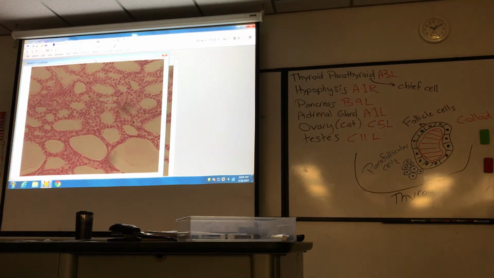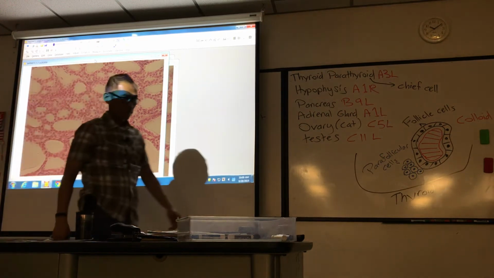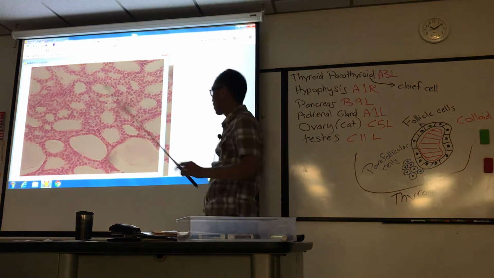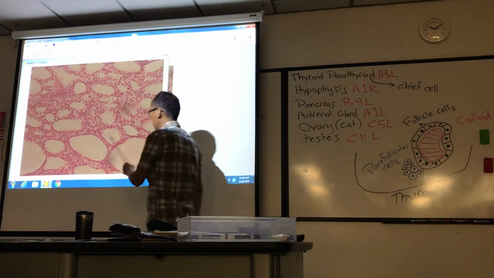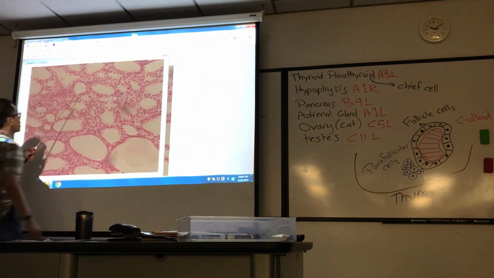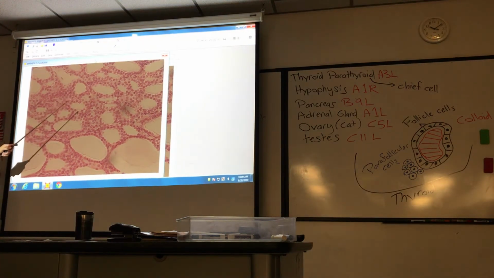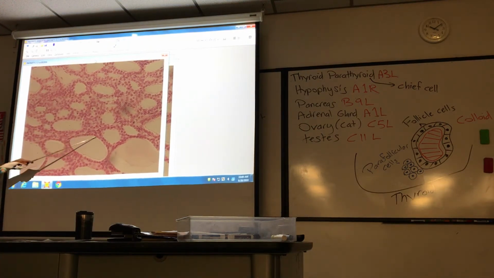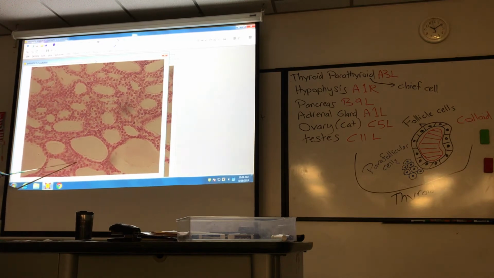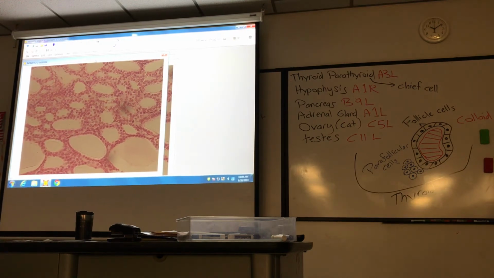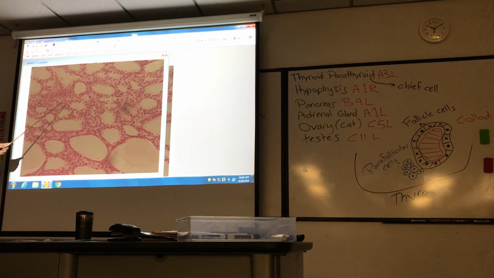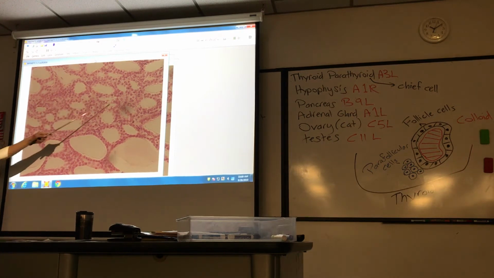So we can point out what we're seeing here. Inactive thyroid hormone in the middle, that's colloid. If you see cells surrounding the colloid, call those follicle cells. If you see cells that look like they're outside the follicle, call those the C cells. Or like here, like that one.